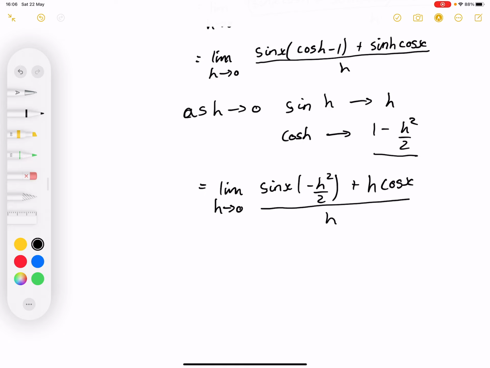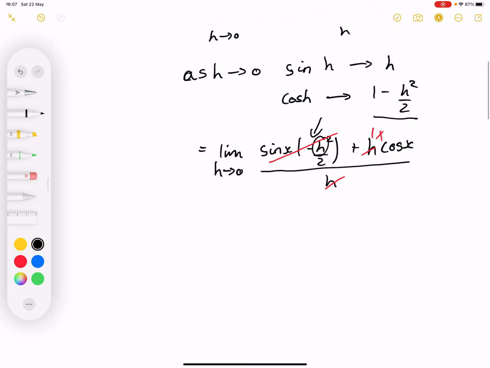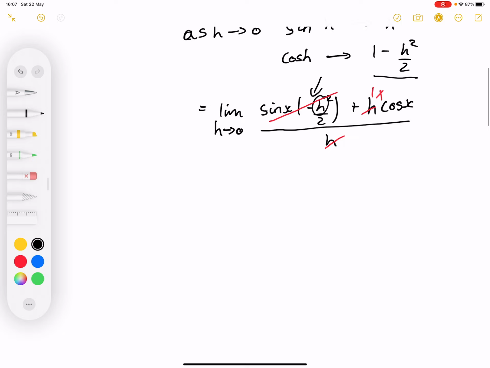Now, I'm going to use the limit here, and this h will tend to 0, so this whole term, the sine x times the h squared bracket, will all leave. Then I can cancel these h's, and it will now be 1 times cos x as the limit of h tending to 0, but I no longer have any h's. So this will just tend to cos x, which is the derivative of sine x.